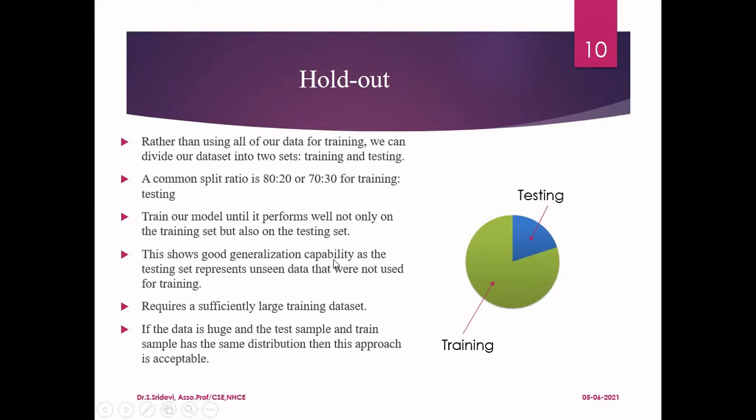Because of that, when you give unseen data as input to the model that is not used during the training phase, the model will perform perfectly. But the main important thing for this holdout approach is we need a sufficiently large training data set. The test sample and the train sample should have the same distribution. Then only you will use this approach. Otherwise, it is not acceptable.